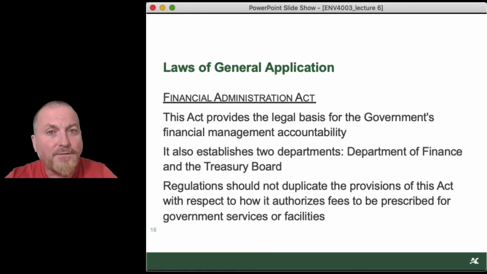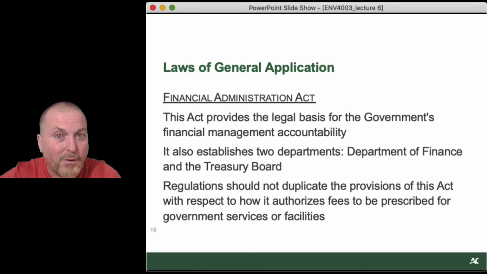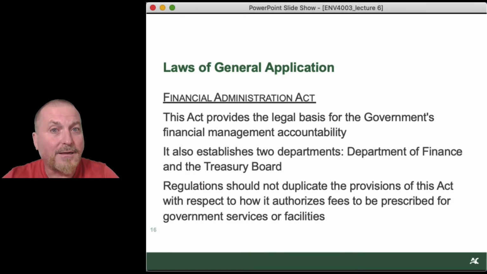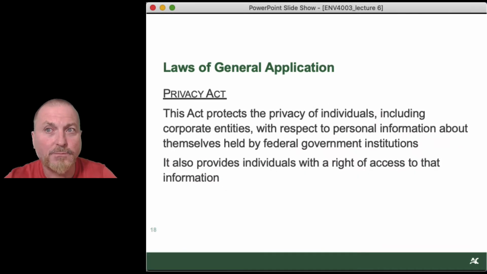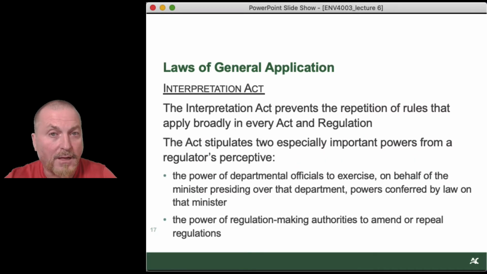Now, the reason we have these laws of general application is that all of this stuff that's in all of these laws of general application acts doesn't have to be put into the policy instrument document every time, because the courts and government officials will assume already that they apply, right? And that's why we call them laws of general application, okay? Another one is the Interpretation Act. The Interpretation Act prevents the repetition of rules that apply broadly in every act and regulation.